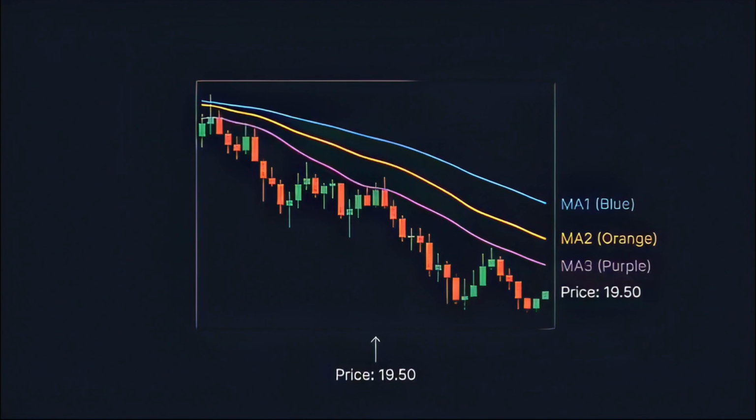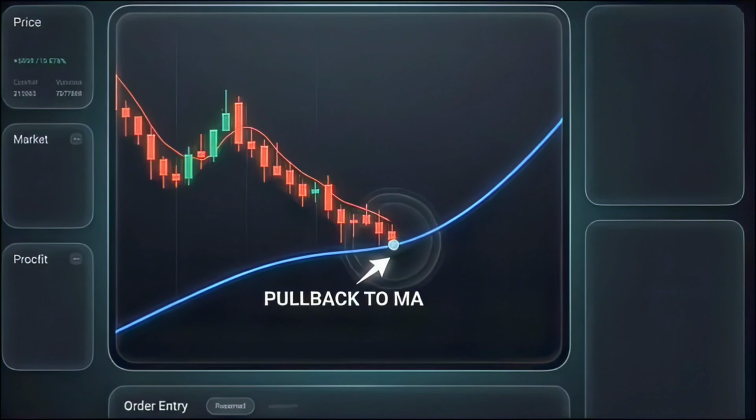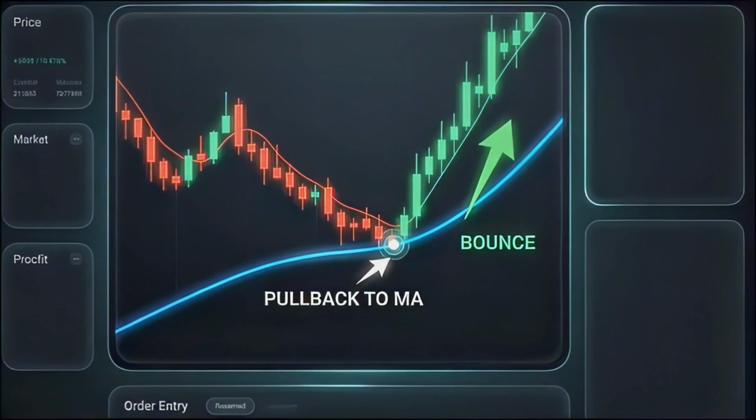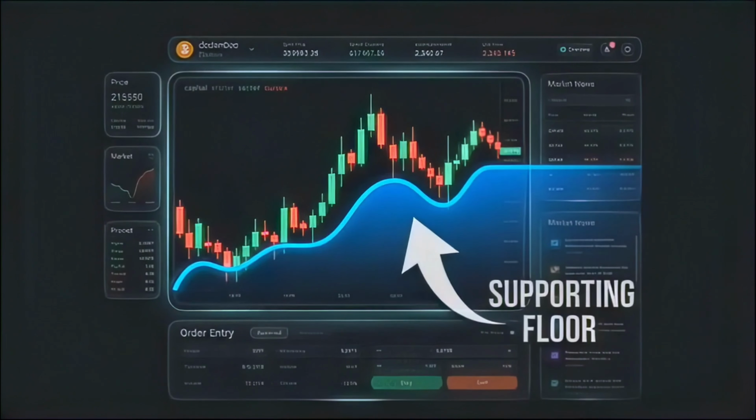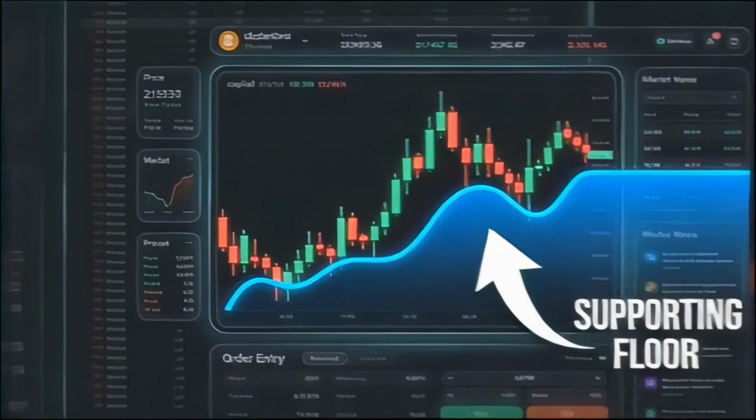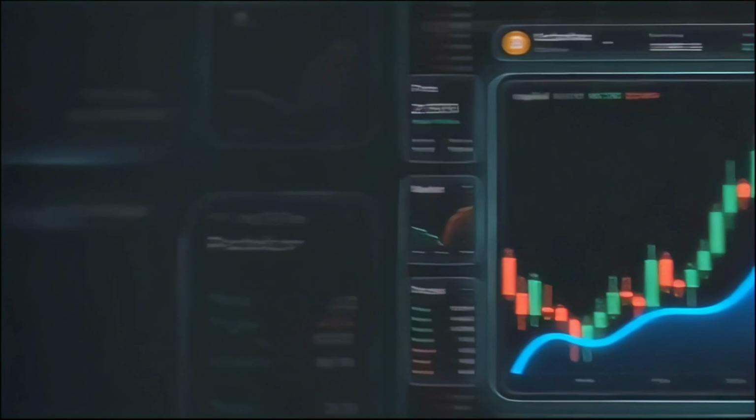Second, dynamic support and resistance. In a healthy uptrend, price does not travel in a straight line, it pulls back, and it very often pulls back right to the 21 or the 50, taps it, and bounces. The average behaves like a moving floor. So rather than buying at random, you wait for price to return to one of those lines and show a reaction. That gives you a far better entry and a logical place to put your stop, just underneath the line.